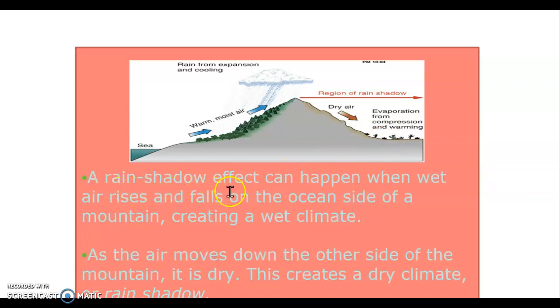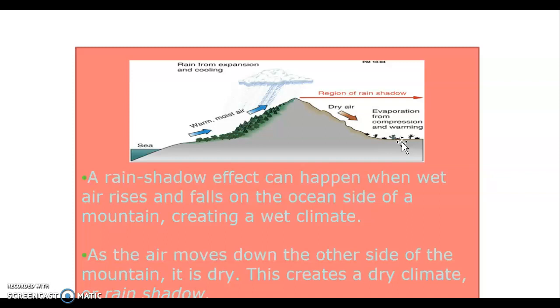So a rain shadow effect can happen when wet air rises and falls on the ocean side of the mountain, creating a wet climate. So if you live in this area near the sea with the mountain here, you will have a wet climate. But on the other side, if you live in this area where the air moves down, this area is dry, and this creates a dry climate or a rain shadow.